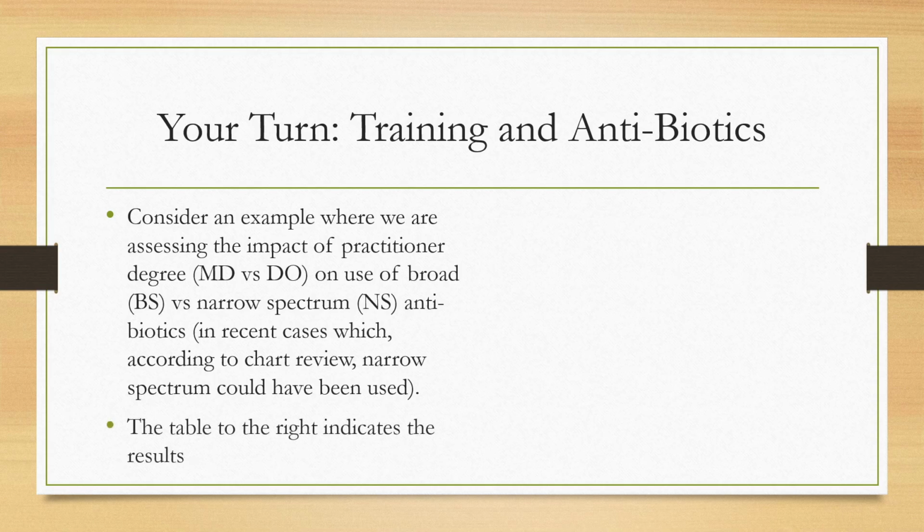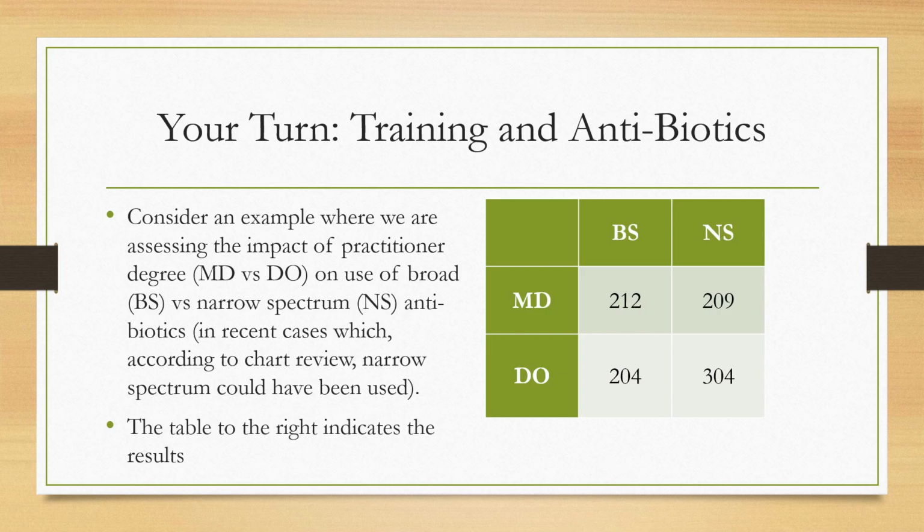It was, so far as we could tell, a reasonably preferential choice. All right, so what actually happened in the data is presented over here on the right. I will say these numbers have been slightly changed from the original study. The BS stands for broad spectrum, NS stands for narrow spectrum, MD stands for our training practitioner type, and DO stands for our training practitioner type. And so we're comparing the background of the practitioner and their degree in training to what type of antibiotic they are assigning.